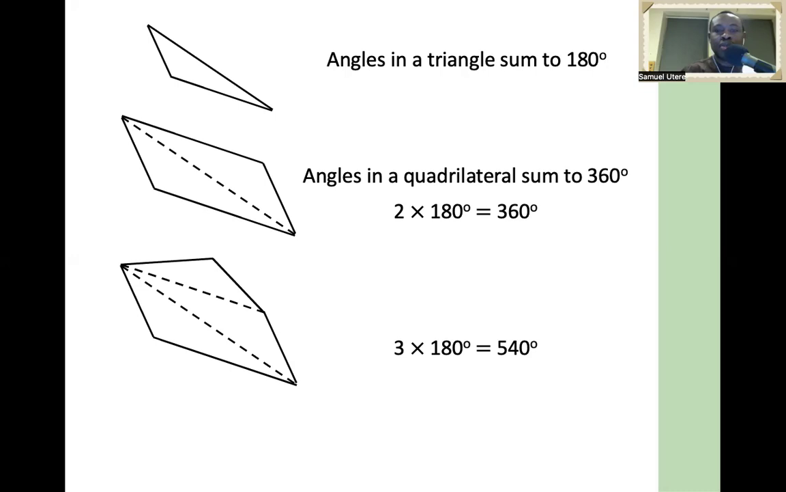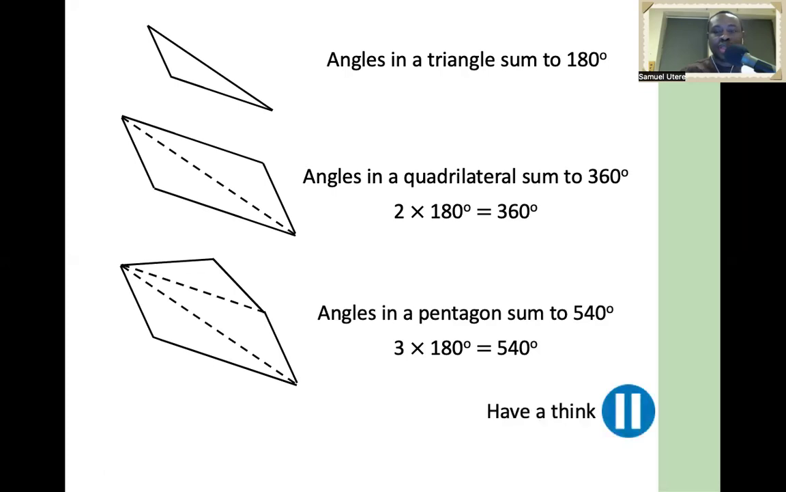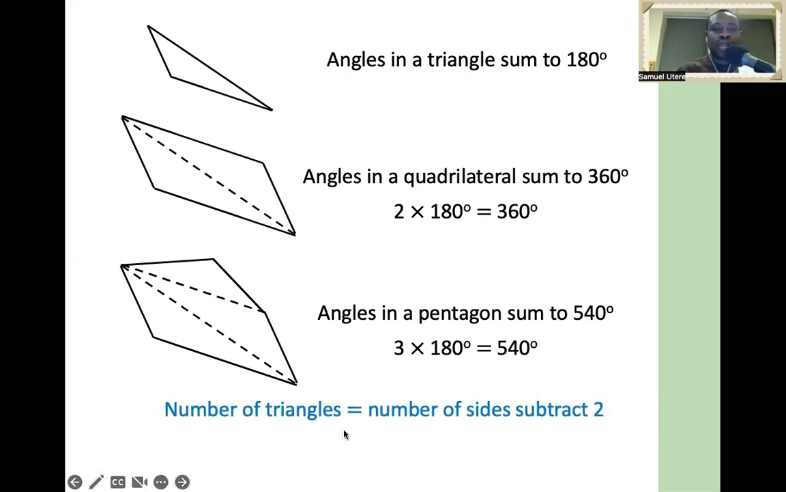What is the relationship between the number of sides and the number of triangles that we can get? What is the relationship between the number of sides and the number of triangles that we can get? Well, I'm sure you've noticed that the number of triangles that we can get from the polygon is equal to the number of sides subtract 2.